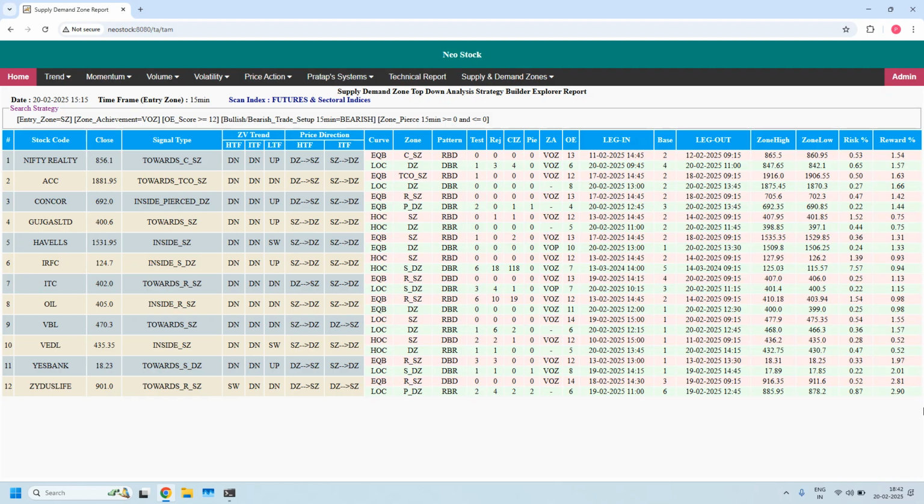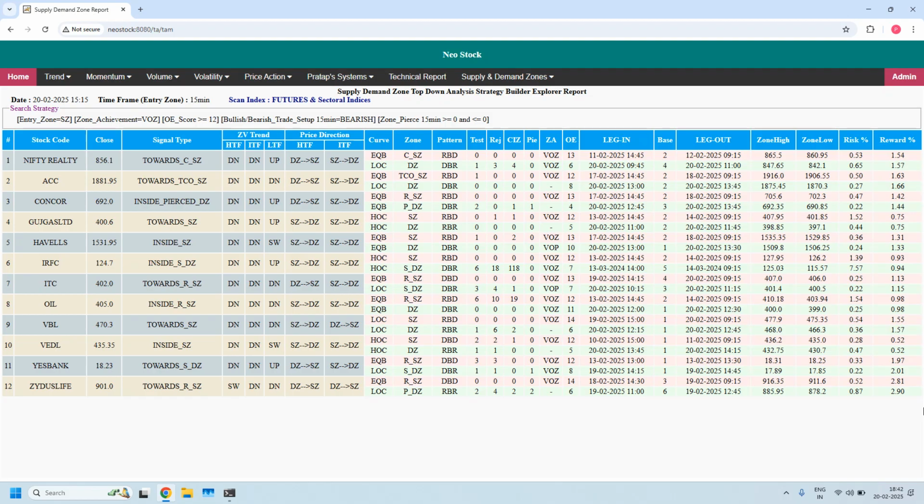And these 12 stocks are supporting bearish trade setup for daily income trade, and entry time frame zones are 15 minute supply zones. Out of these 12 15 minute supply zones, some stocks might have high probability to get the success. Let us filter the stocks.